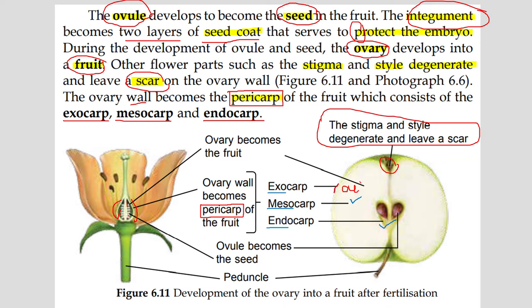We also have the mesocarp. Meso, M for middle, is the middle of the fruit. And then we have endo, and endo means inner, so the inner structure of the fruit. So exocarp, mesocarp, endocarp are the ones that build up the pericarp of the fruit. Seeds cannot be eaten and they come from the ovule. And we have the peduncle, tangkai bagi bunga, which will become the stalk of this apple fruit.